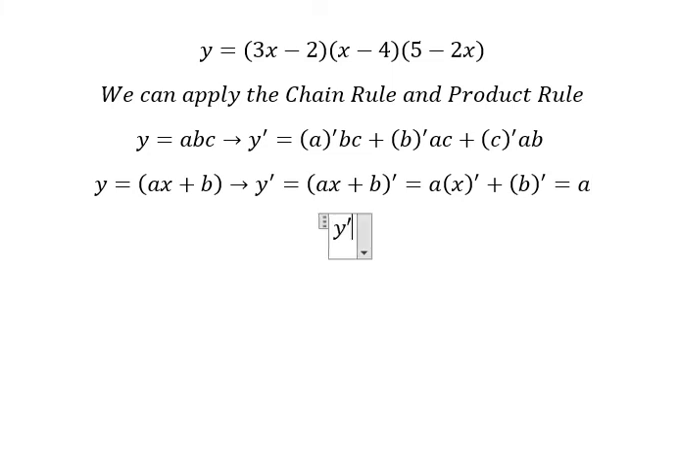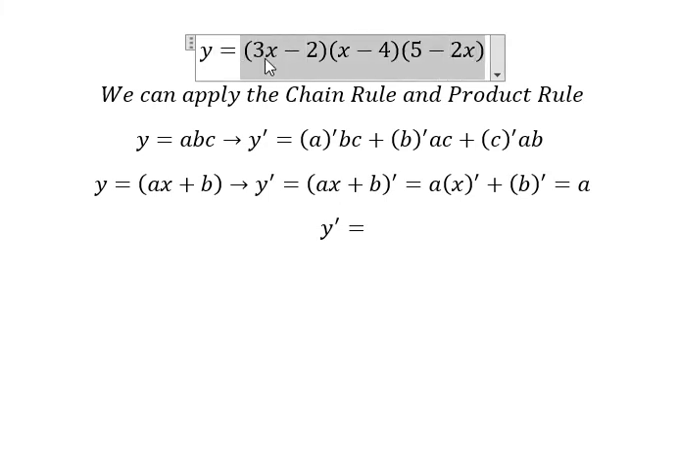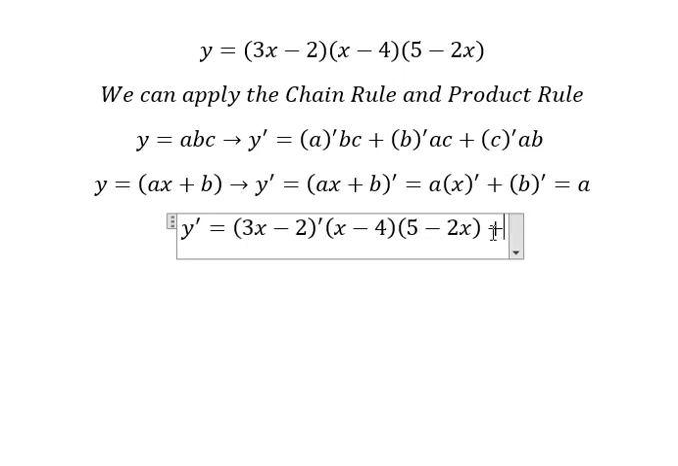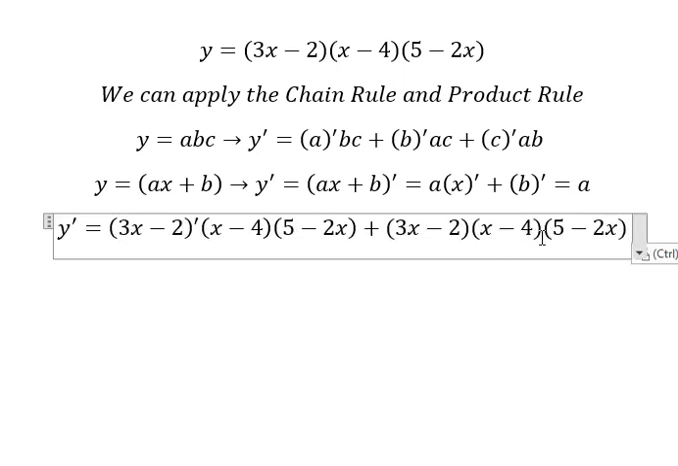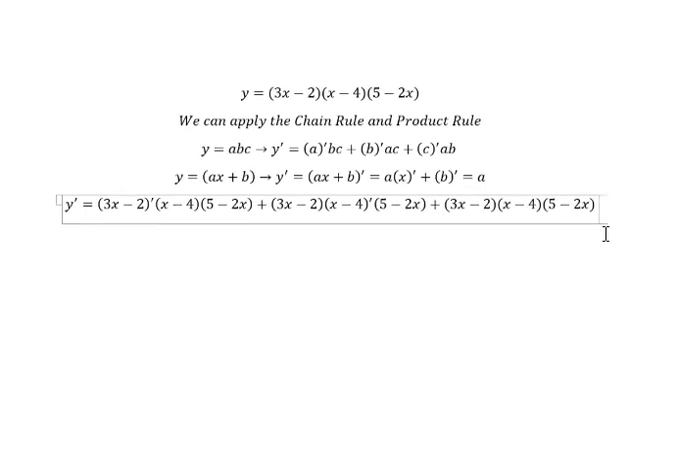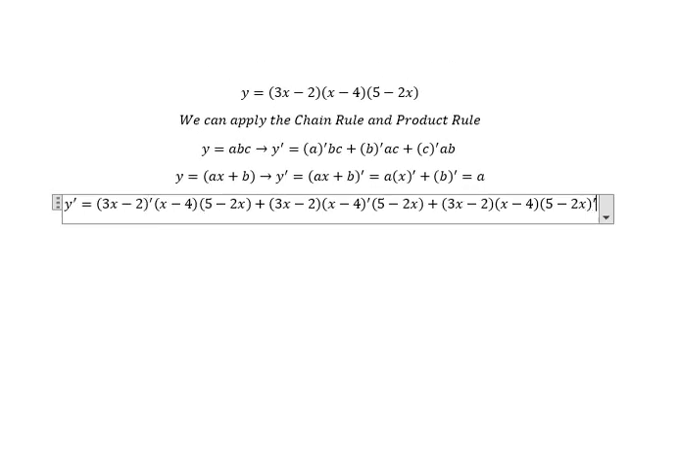So if we do first derivative, we will do first derivative of 3s minus 2. Later that we do first derivative of s minus 4. And the last one, that's 5 minus 2s.